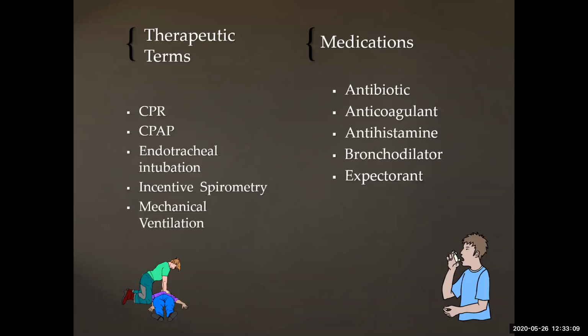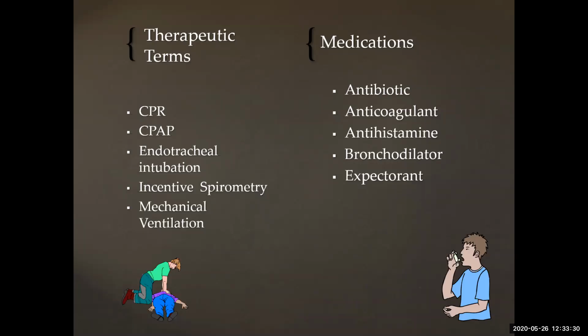Incentive spirometry is a breathing therapy we use post-operatively after a patient has surgery to get them to take deep breaths in and out. And then that mechanical ventilation, those are ventilators that are going to breathe for somebody, which we're hearing about right now. Some medications, antibiotics are going to help with infection, halt it or stop it from producing.